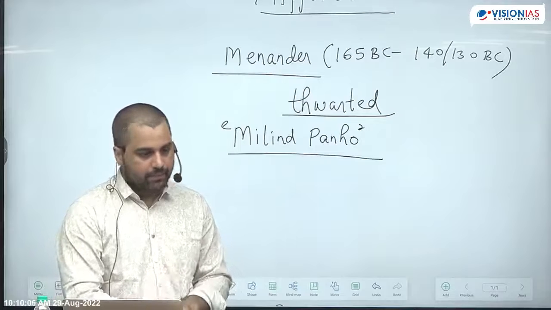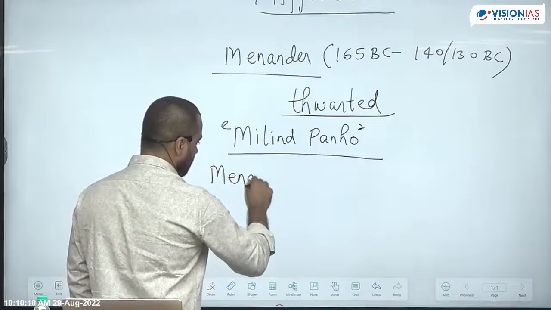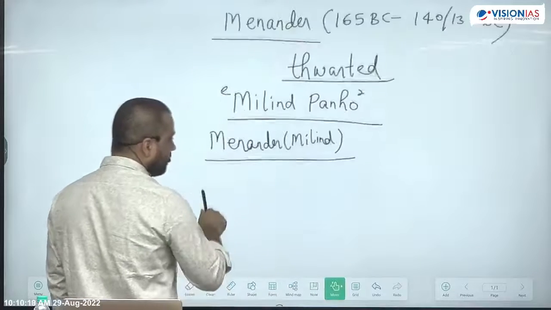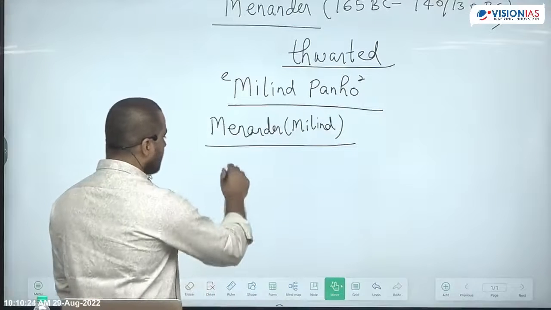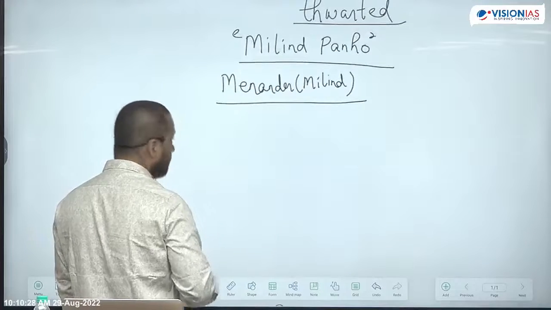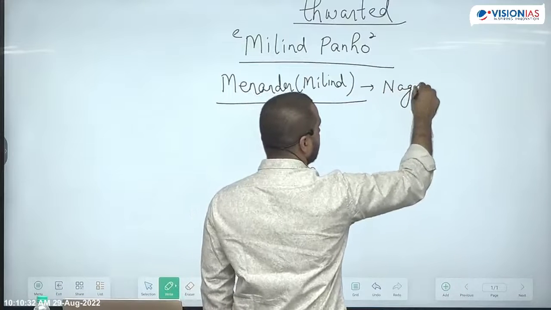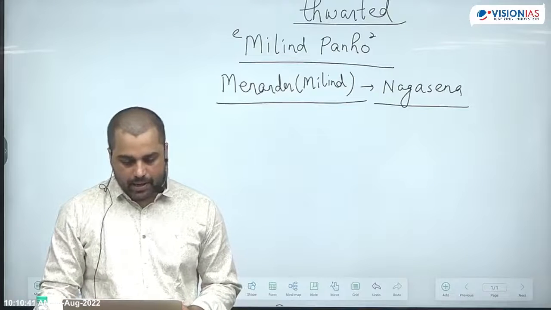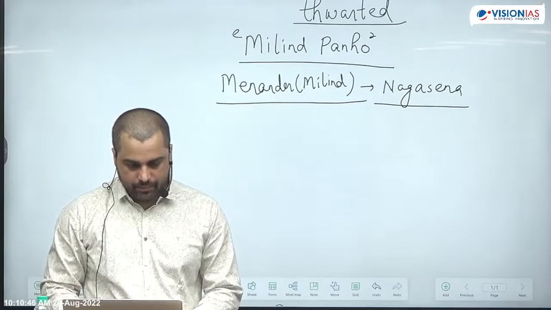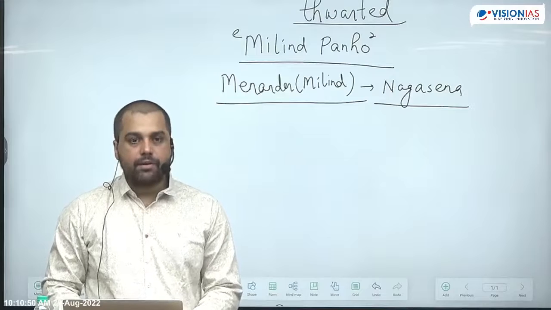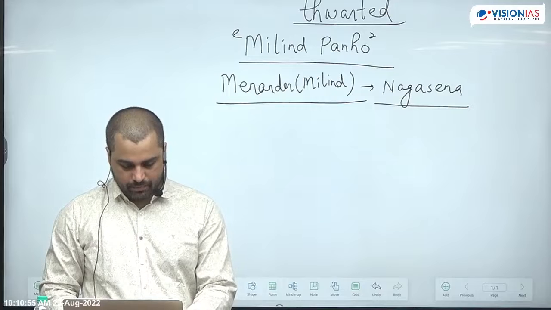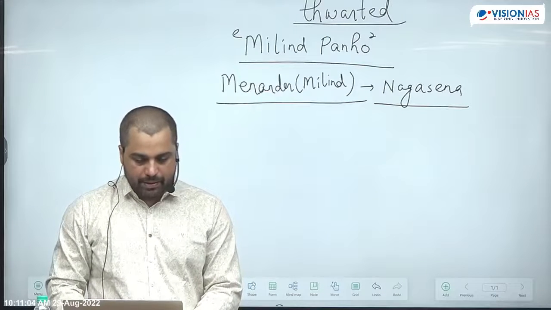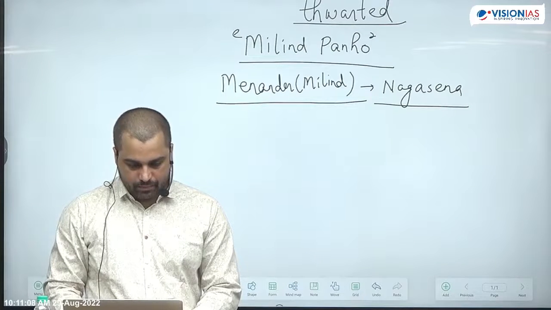Write down Menander. Now in brackets write Milind. Menander enters into a conversation with a Buddhist sage Nagasena, and at the end of the conversation, he converted to Buddhism and became a patron of the faith.